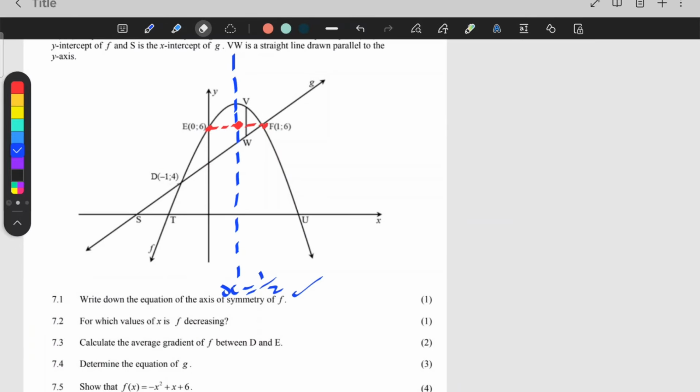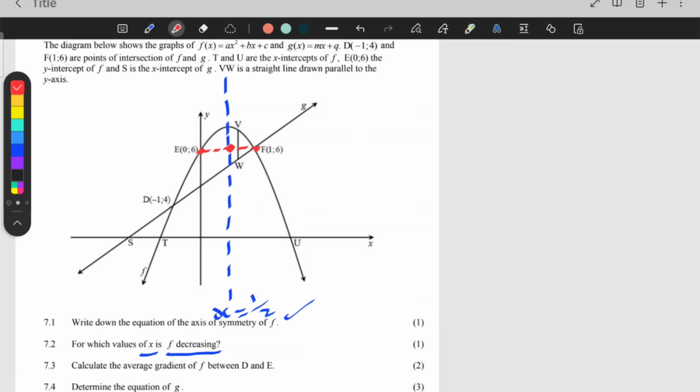Okay, our next question is 7.2. 7.2 says, for which values of x is f decreasing? We're going to move from left to right. So from here to here, up until the turning point, our parabola is increasing. And then from here to here, our parabola is decreasing. So our question asked, where is our function decreasing? So it's the blue part. So it's from here onwards till forever.